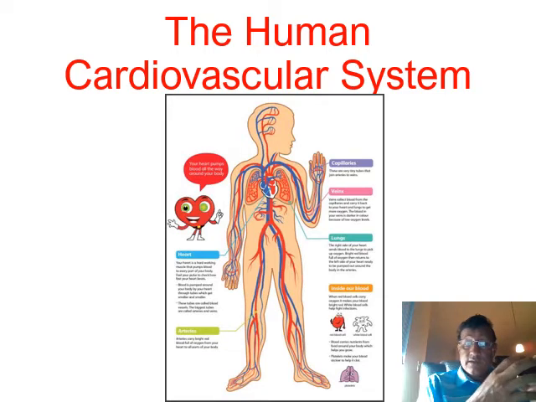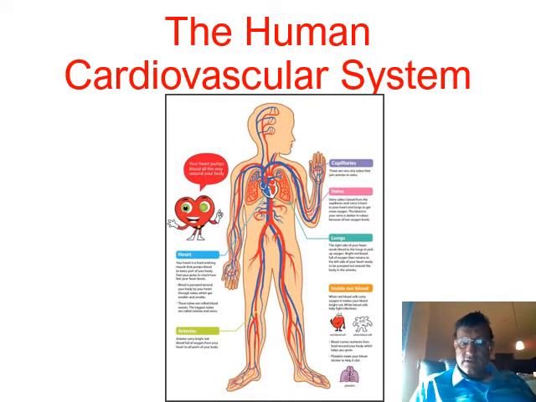Hello everyone, here is our next unit, the human cardiovascular system, in our new unit called human biology. And the cardiovascular system means the heart and the blood vessels. Cardio, heart; vascular means blood vessels.